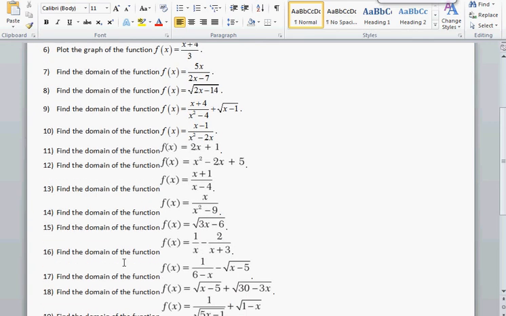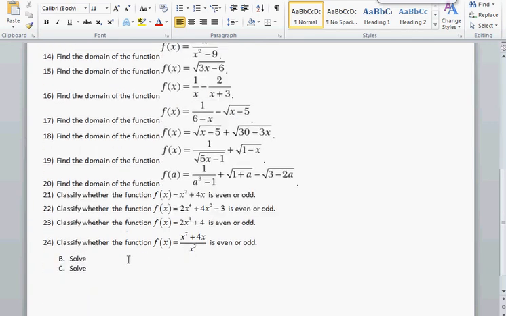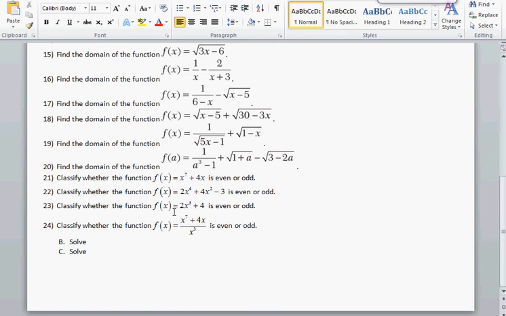Find the domain. Same question. Then classify whether the function is even or odd. Okay, which one do you want me to solve? Which one? Can you see? You can come closer. 21. This one. What? 21st is true, I mean, it's the true way.